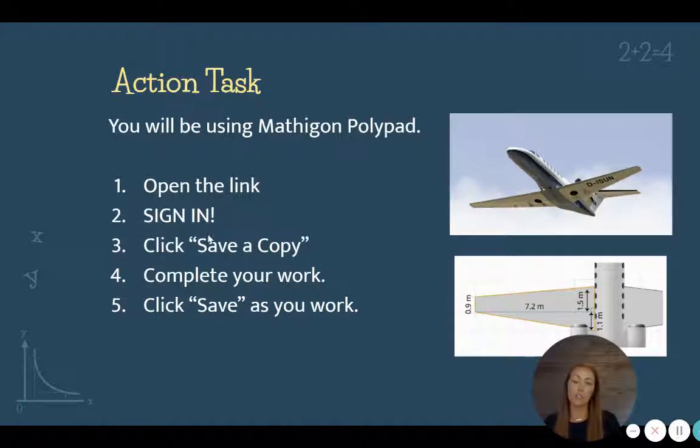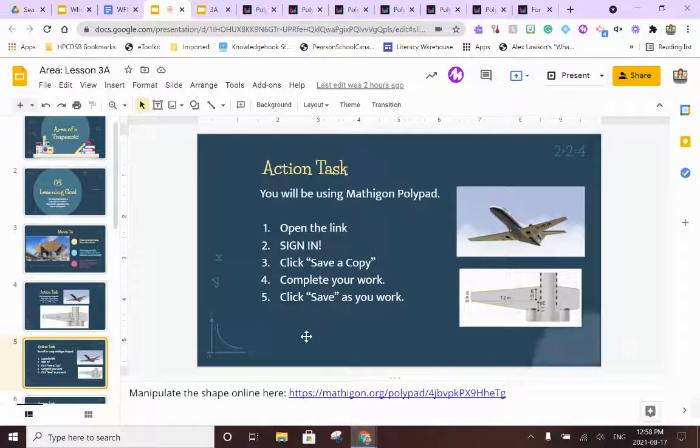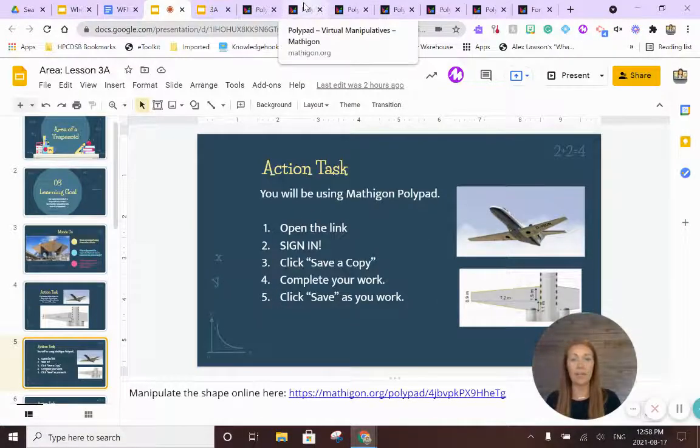I ensure that they are signed in the top right corner. They save their own copy of their work, which means that I have access to viewing and I can see exactly what they're working on and how they're working on it. I ask them to, of course, complete their work and then click Save as they work, as it doesn't save automatically.